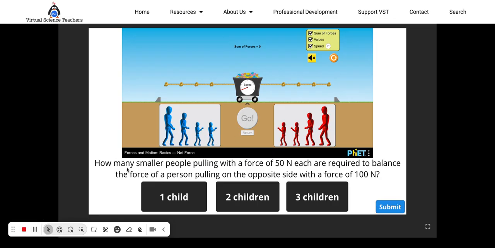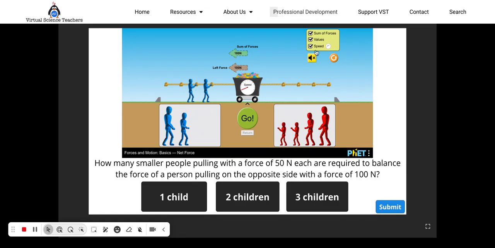Okay, so how many small people pulling with a net force of 50 each are required to balance a person on the opposite side with a force of 100? All right, sounds a little confusing, but we're going to grab 2 people that do 50. So notice if I grab the little one, it shows me what they do. So 50.